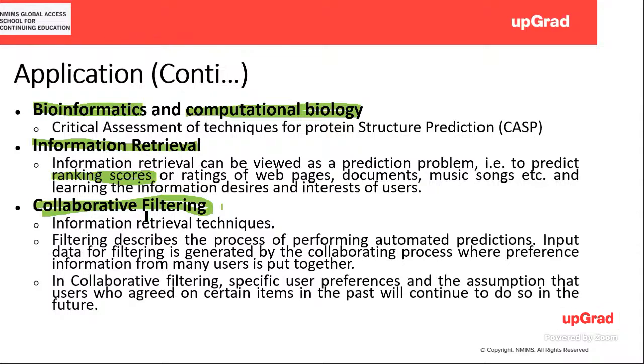In collaborative filtering, what happens in Netflix is that suppose you are watching some movies, right? Now Netflix wants to recommend you some movies. So how do they recommend? On the basis of genre, on the basis of actor, on the basis of director, right? On all these bases.